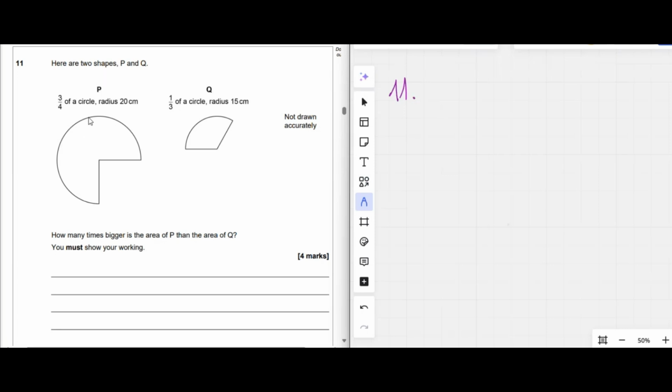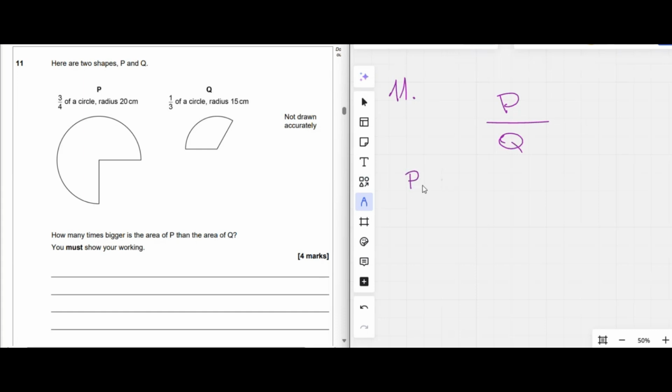Two shapes, P and Q. P is 3/4 of a circle where the radius is 20 centimeters, and Q is 1/3 of a circle where the radius is 15 centimeters. How many times bigger is the area of P than the area of Q? How many times bigger? So it should be P over Q to find that value. How many times is the one on the top bigger than the thing on the bottom?